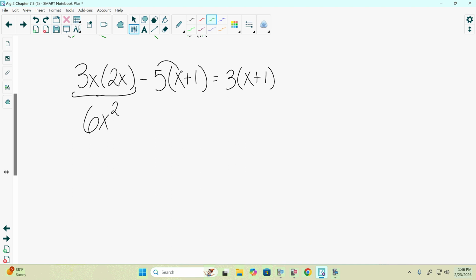Now our next set of parentheses, we're going to have to distribute that -5. Now -5 times x is going to be -5x. And -5 times 1 is going to be -5. Equals, this last set of parentheses, we're going to have to distribute this 3. 3 times x is 3x. And 3 times 1 would give us plus 3. So we have 6x squared minus 5x minus 5 is equal to 3x plus 3.